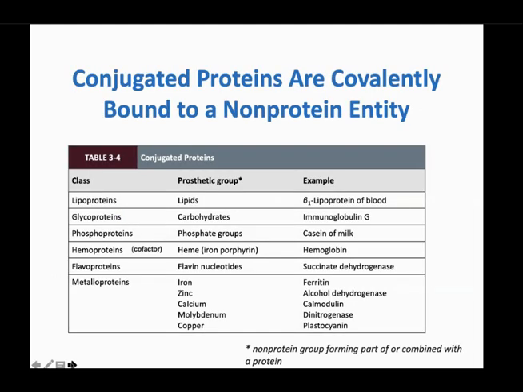There are other proteins that are covalently bound to a non-protein entity, meaning something that is not a protein. For example, lipoproteins are proteins linked to a lipid molecule. Glycoproteins are linked to a carbohydrate, etc. Phosphoproteins are linked to a phosphate. All these modifications are important for many types of proteins and occur after the amino acid is made, okay?